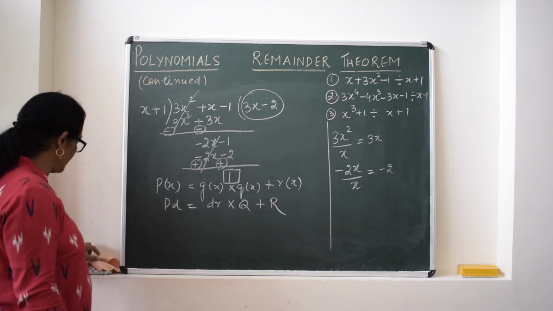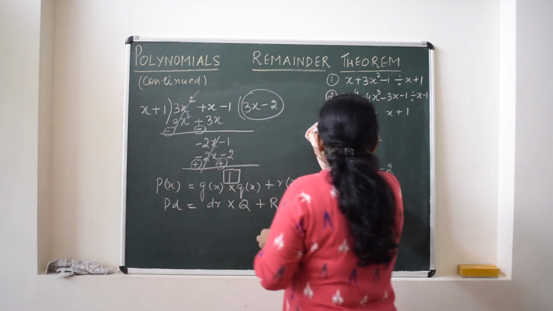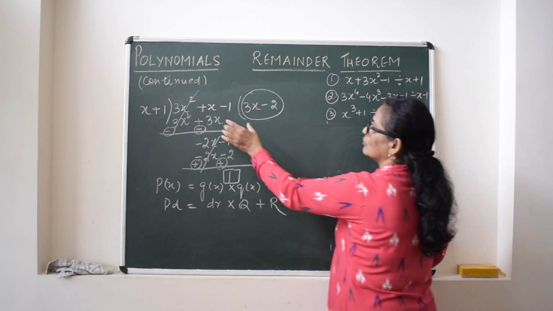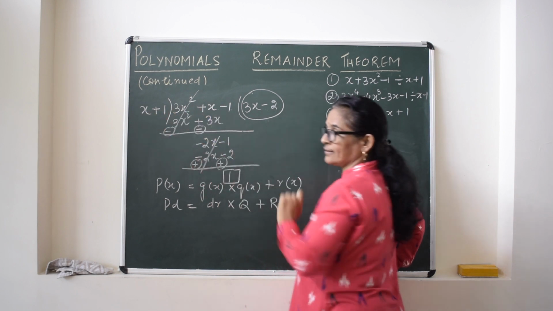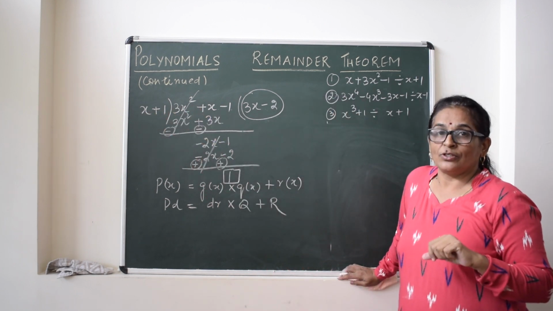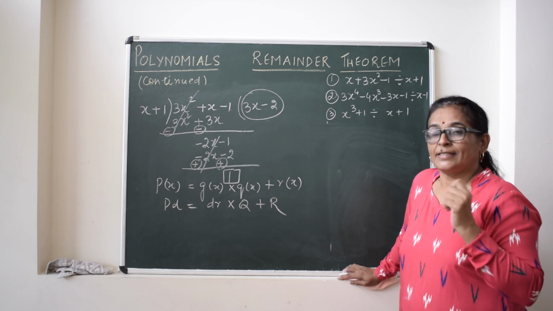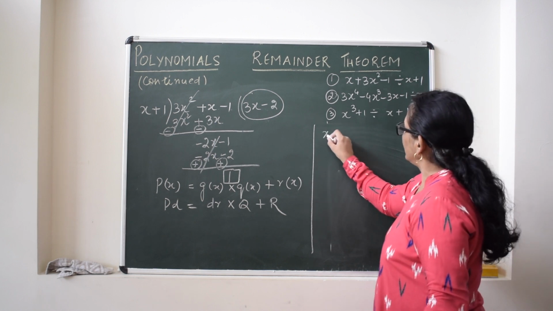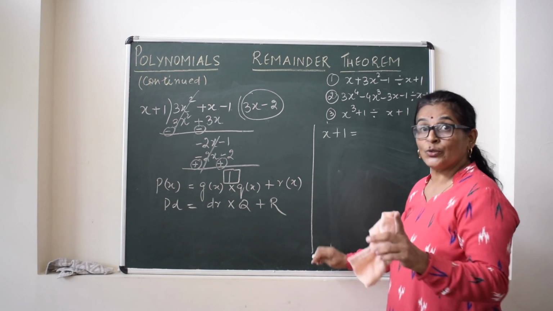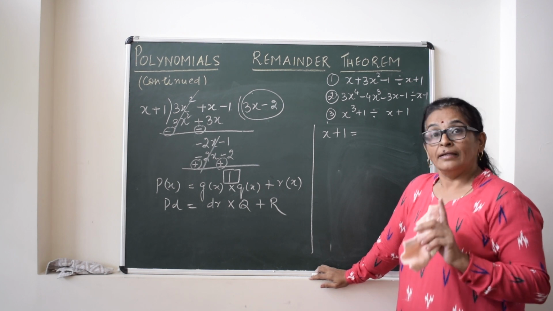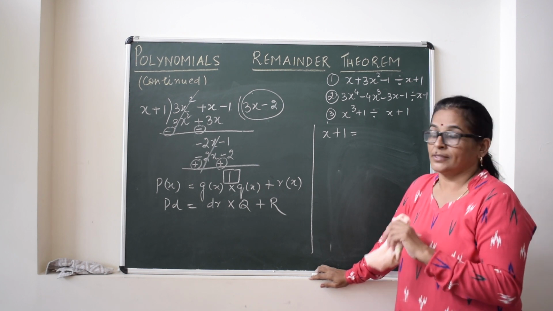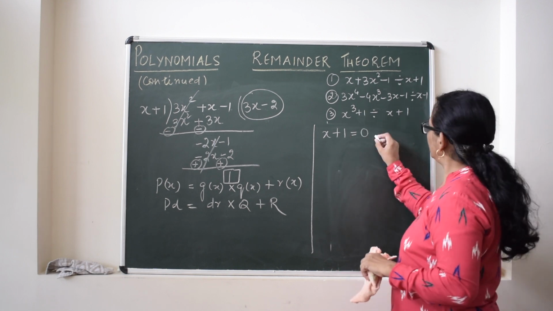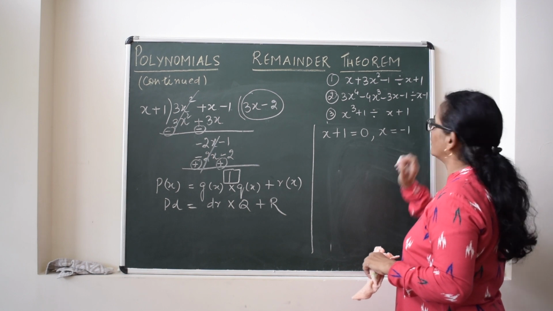But before that, there is one interesting thing. If you substitute the value of x in the given polynomial on the basis of this divisor, you can get the remainder without the process of division. Let's see how. The divisor is x plus 1. Make sure that the divisor is a linear polynomial, then only we will do this. So this divisor is to be equated to 0. This will give us the value of x.